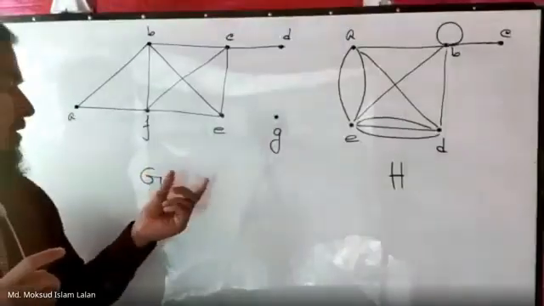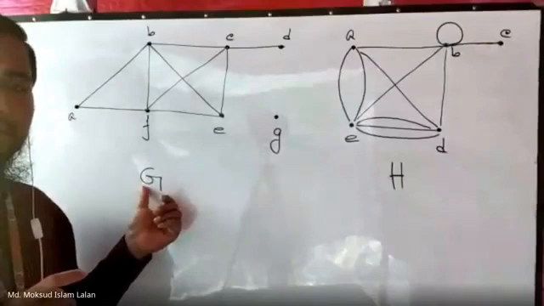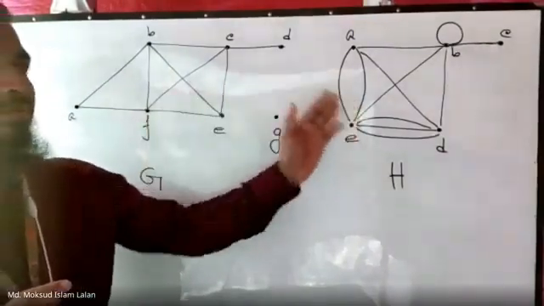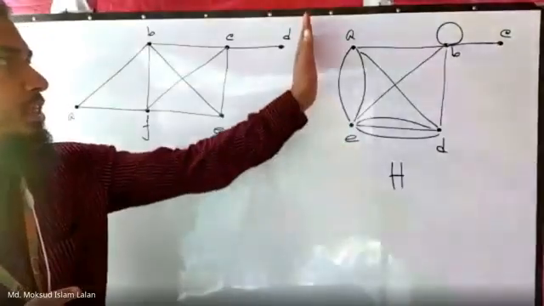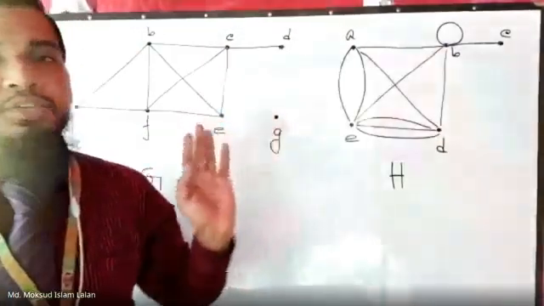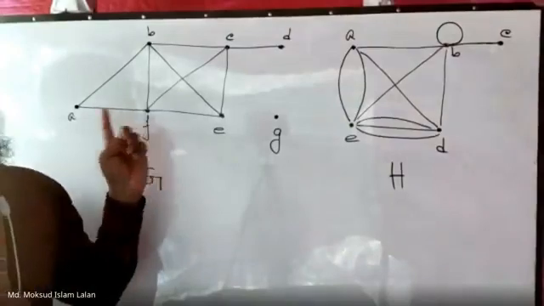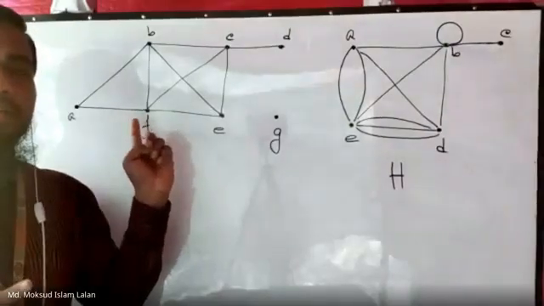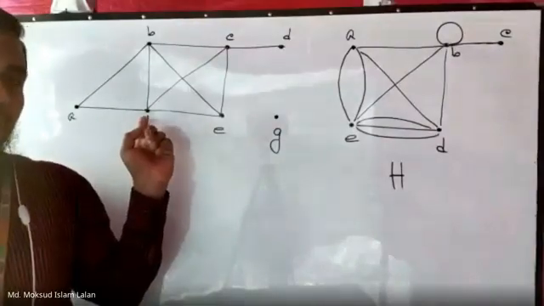Now coming here, G is a graph. Definitely an undirected graph, right? Yes, sir. G and H. This part is the G graph and this part is the H graph. Dear students, do you know how many vertices and edges there are?